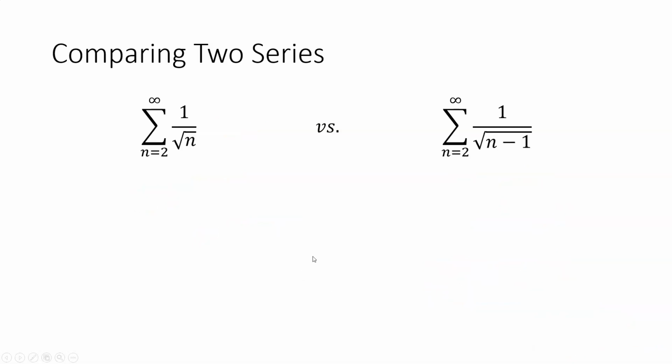Let's try it with this example here. Now this is a little different. Here we're comparing 1 over the square root of n with 1 over the square root of n minus 1. Notice that here, 1 over the square root of n is a p-series, right? It's like 1 over n to the 1/2 power.